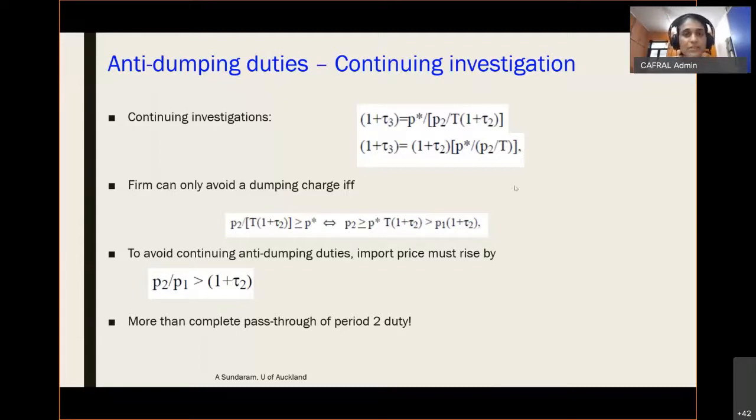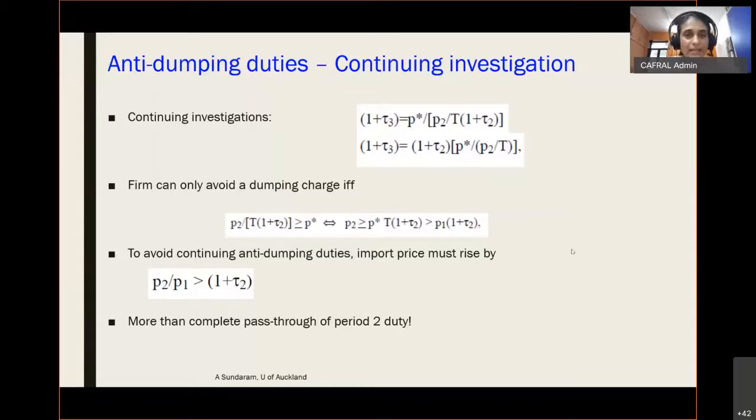pass-through, right? So the problem with anti-dumping duties is threefold: incentive to raise price ex ante, which means you lose tariff revenue, or you start getting these other sort of cascading effects. And that is why an anti-dumping duty is worse for welfare than a tariff.